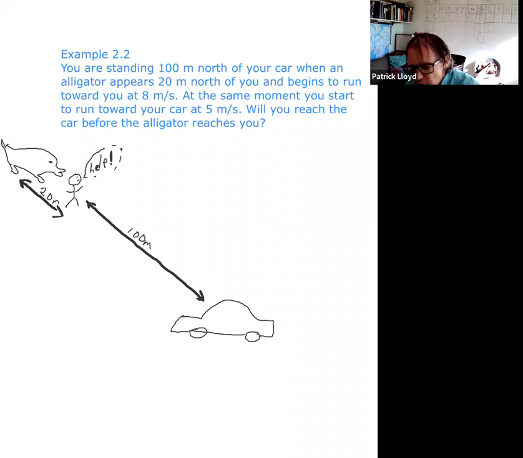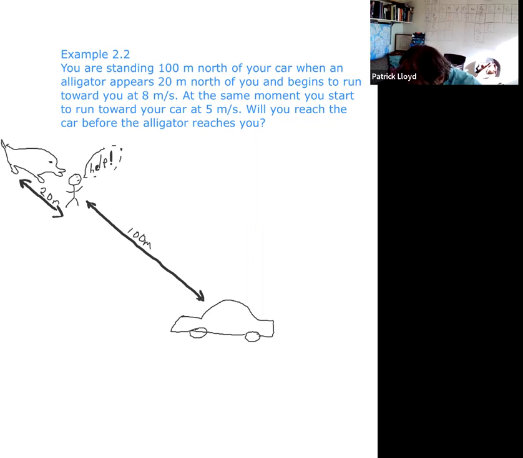Okay, this is example 2.2. You're standing 100 meters north of your car when an alligator appears 20 meters north of you and begins to run towards you at 8 meters per second. At the same moment, you start to run towards your car at 5 meters per second. Will you reach the car before the alligator reaches you?